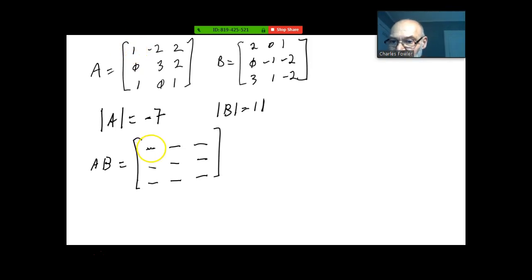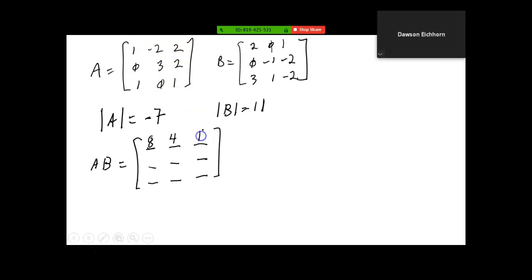First row, first column, the 1, 1 entry: 2, 0, 6. That would be 8. The 1, 2 entry, first row, second column: that would be a 0, 2, and 2 is 4. And then the 1, 3 entry, first row, third column: 1, and 4 is 5, minus 4 would be 1.